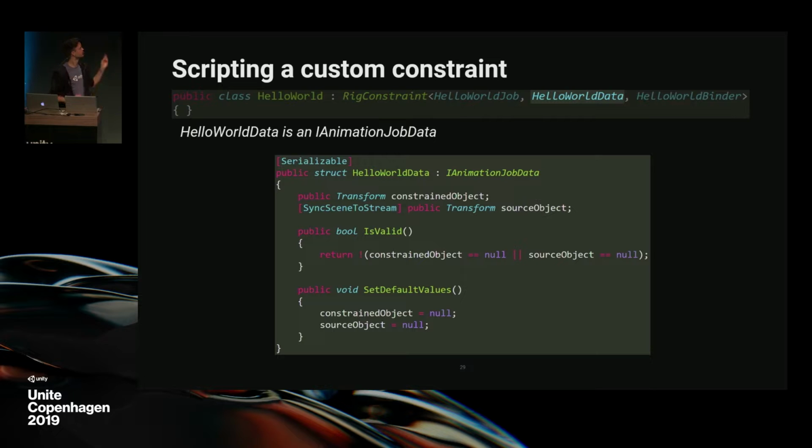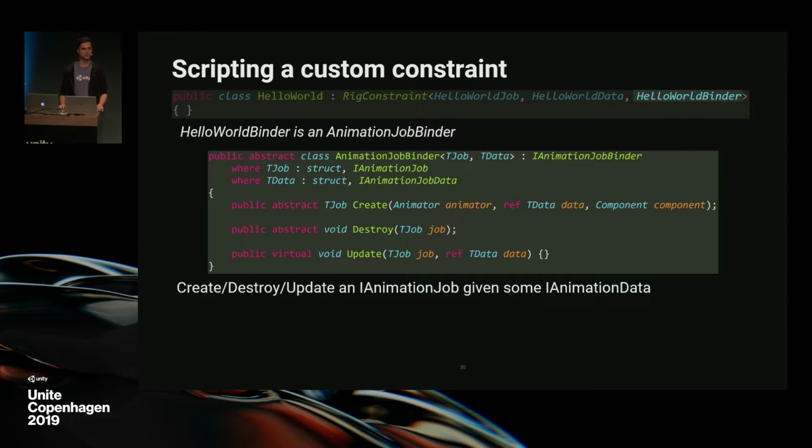As expected, in our data definition, we have our two transform variables. And we say the data to be valid if we have both transforms assigned. Then when we reset it back to its default values, we set both fields back to null. So with those two components defined, we have done the most difficult part. The only thing now is we need to connect them up in a job binder.